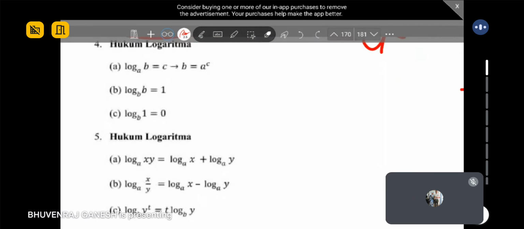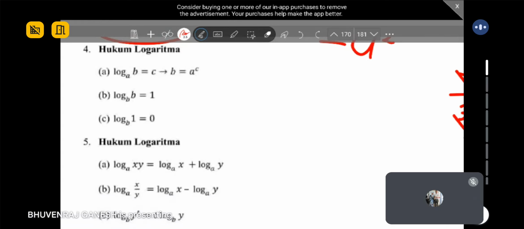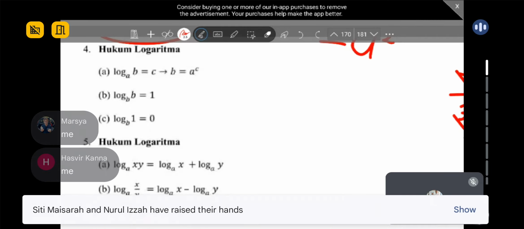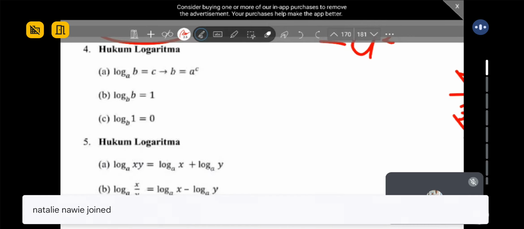Log ada banyak. Log have a lot of rules. Who don't like log over here guys? Siapa tak suka log? Cuba komen. Who don't like log? A lot of you don't like, right? I know. It's a common trend in SPM guys. Not only your batch one. Semua batch pun sama. Yes, you just have to start to like it. Kena cari kaedah untuk suka dia.